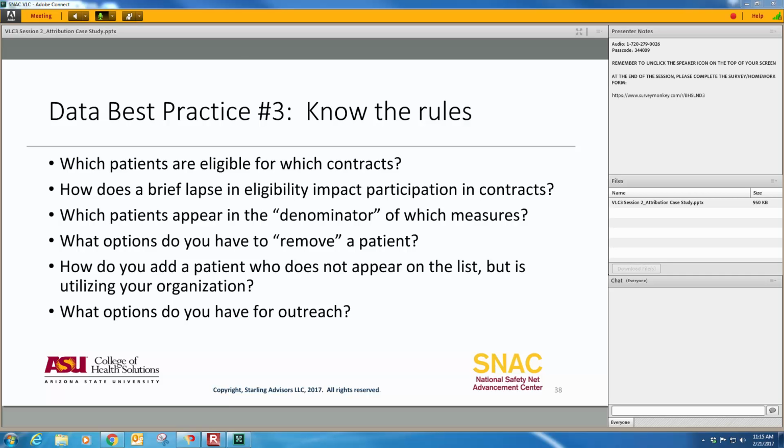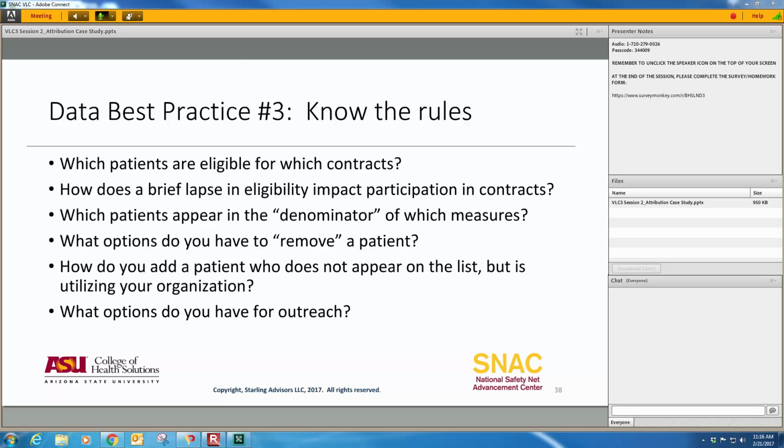And how do you essentially initiate that process? How do you add patients? Do you have options for adding patients who do not appear on the list but are utilizing your organization? This is a strategy that most organizations undertake when they enter into value-based reimbursement: they try to enroll more patients because they want those contracts to provide the resources that they need to essentially care for that population. But if a patient shows up, isn't in your contract, isn't showing up in your attribution data, but wants to use your organization for their care, do you have options to add them to that list through some mechanism?